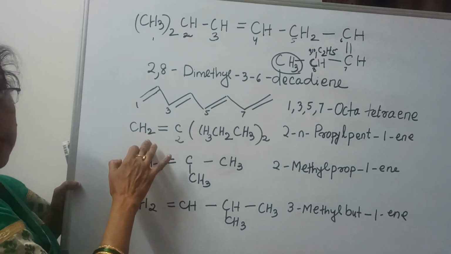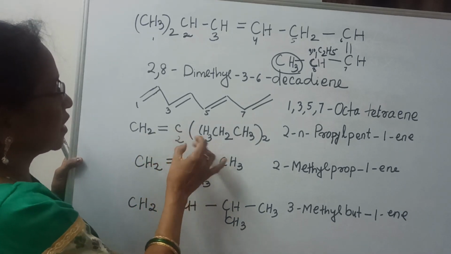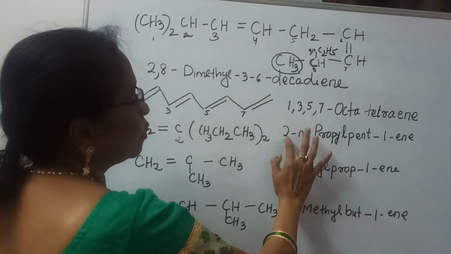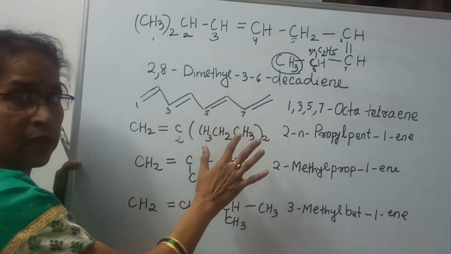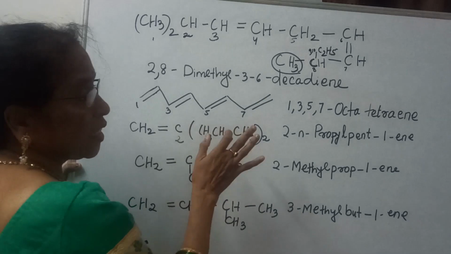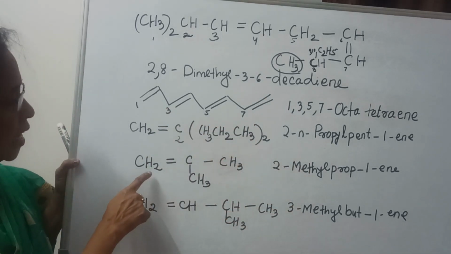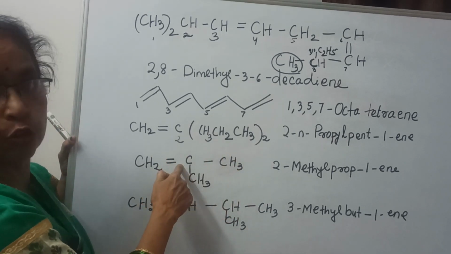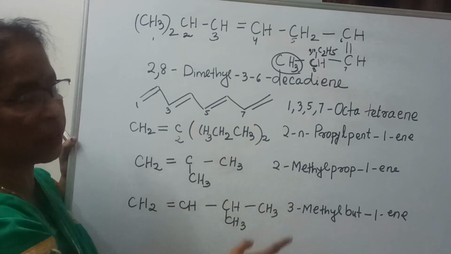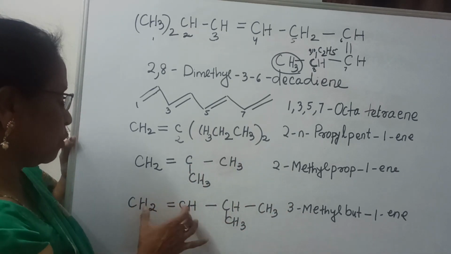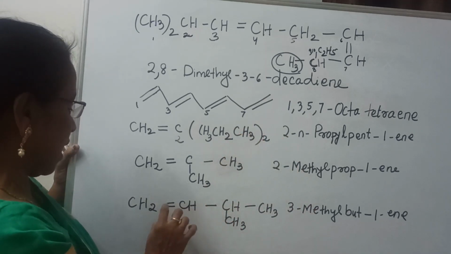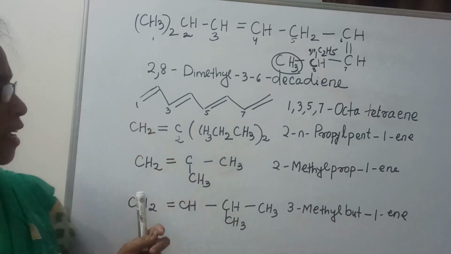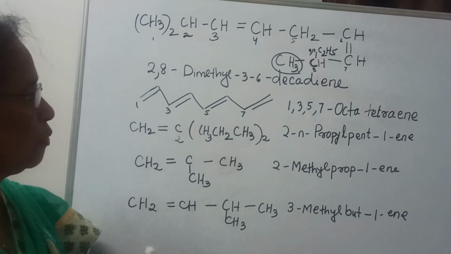And here also CH2 double bond C, so here you can say the propyl group comes as a branch, so 2-propylpent means the longest carbon chain, and after 1 there is a double bond, 1-ene. And here you can observe, this is very simple. Prop-1-ene, 2 position methyl, 2-methylprop-1-ene. Here 1, 2, 3, 3 position methyl, and after 1 there is a double bond, ene. Which one is the longest chain? But, so it is 3-methylbut-1-ene. I hope it is clear.